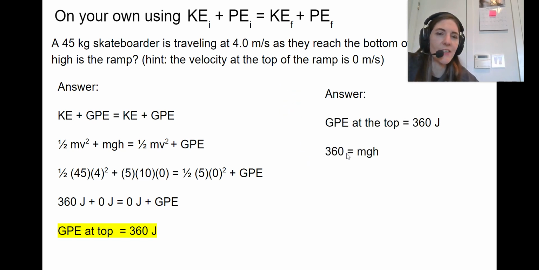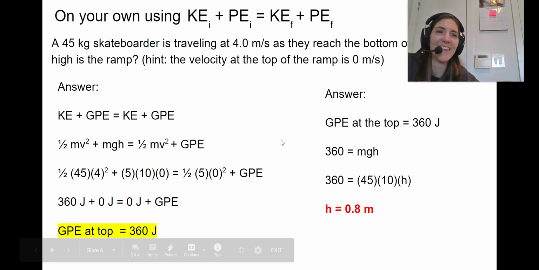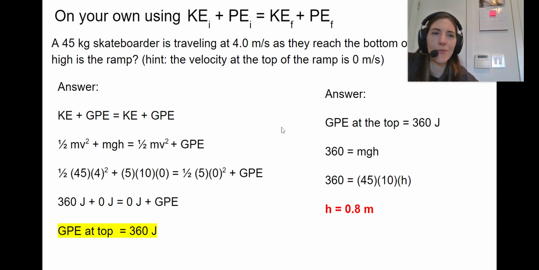So GPE at the top is 360 joules. So 360 joules is mass times gravity times height. Mass is 45, gravity is 10, height is what I want to find. So 45 times 10 is 450. Divide both sides by 450 to get height by itself as an isolated variable, and I get height equals 0.8 meters. So that's how high my ramp is. Not the highest height. It's a little bit less than 3 feet. All right, so that is using the conservation of mechanical energy.